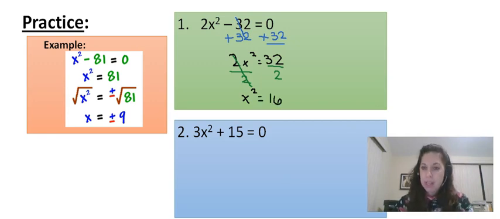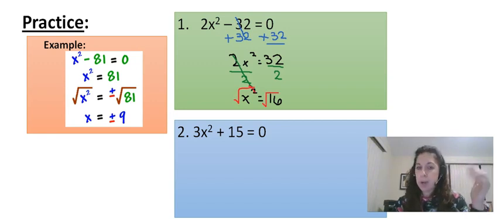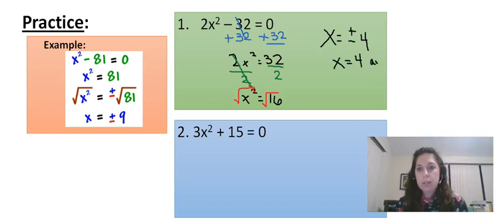I now am ready to go ahead and use the square root. X squared equals 16. If I square root both sides, my square root and my squared cancel each other out. So I'm left with x equals, well, the square root of 16 is 4, but remember, it's plus or minus. So I'm going to put plus or minus 4. Or I could write it x equals 4, and x equals negative 4, either way.